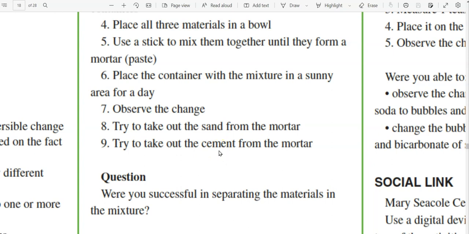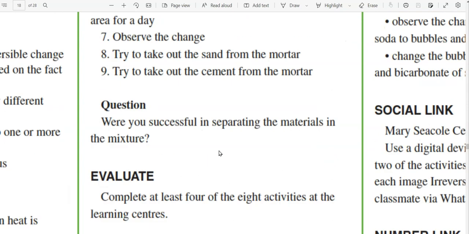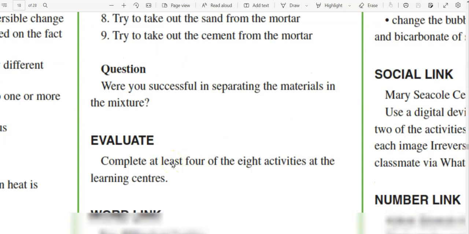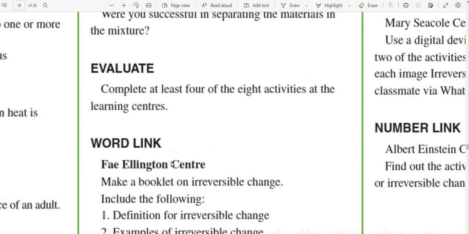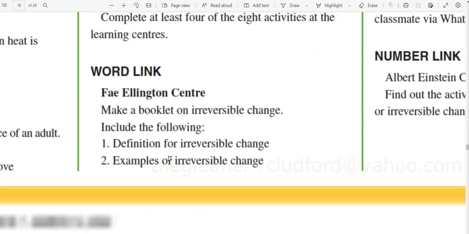Question: were you successful in separating the materials in the mixture? No, because what we are forming now would be concrete. Evaluate. Complete at least 4 of the activities at the learning centers.